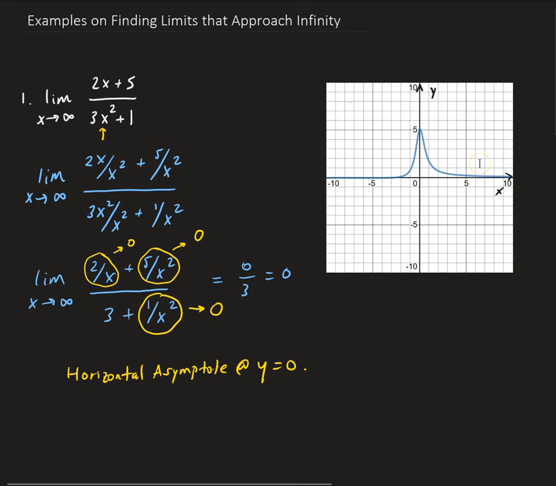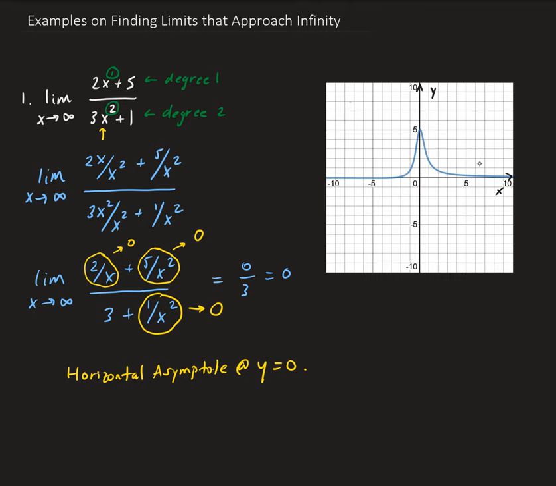There is another way you could have done this. If you've taken a pre-calculus class, then you recall that if the degree on the bottom is bigger than the degree on the top, then you would recognize that the horizontal asymptote is 0. It's kind of a shortcut. Recall, we have degree 2 here and degree 1 here. Whenever the degree on the bottom is bigger than the degree on the top, the horizontal asymptote will always be y equals 0.